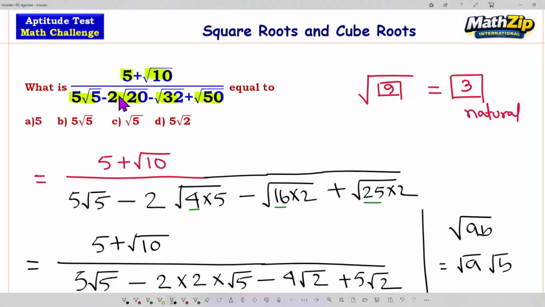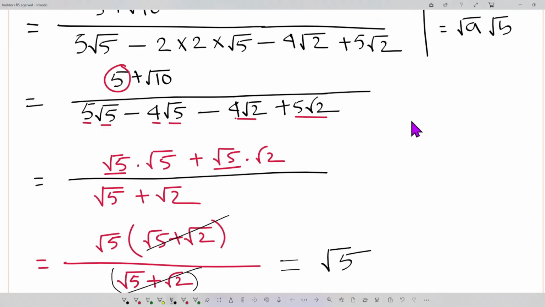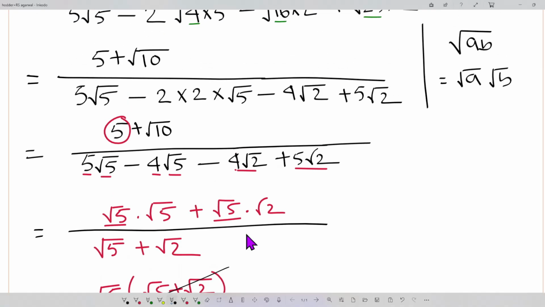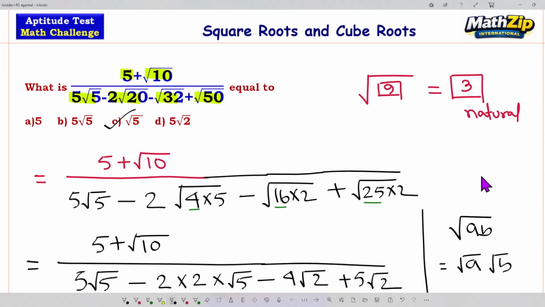Option C is our correct answer. So this is a very simple thing. Don't worry about these kinds of questions if you face them in the examination hall. Just be careful with plus, minus and perfect squares.